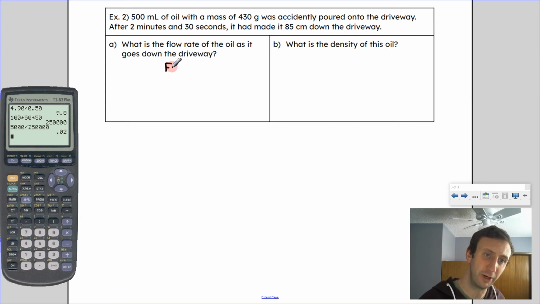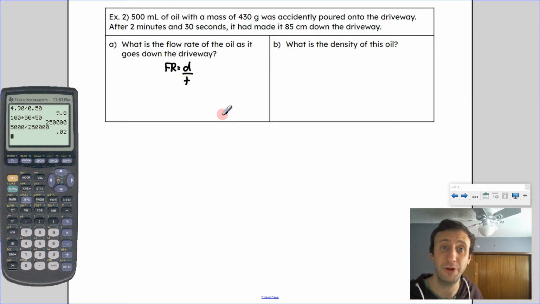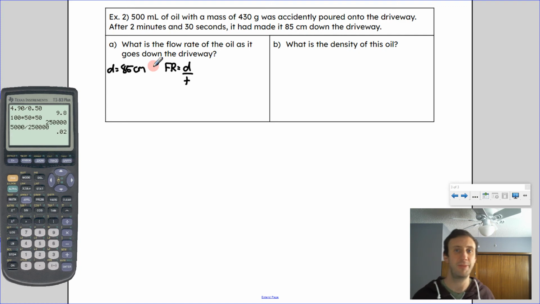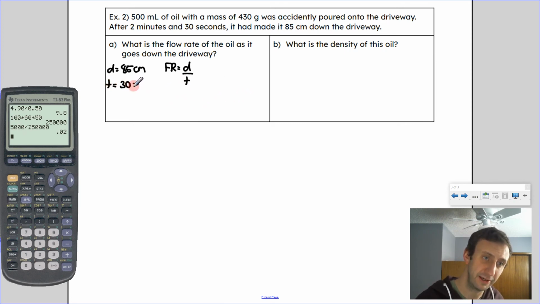Well, we know that flow rate is equal to distance divided by time. So how far it goes divided by how long it took in seconds. So my distance, how far it went, is right here, 85 centimeters down the driveway. So 85 centimeters. You'll hopefully learn over time that the best or easiest way to identify what we have for variables, like which letters we have in this formula, is by knowing the units. So knowing that distance is going to be in centimeters, for example. Time is in seconds. Time is going to be 30 seconds.